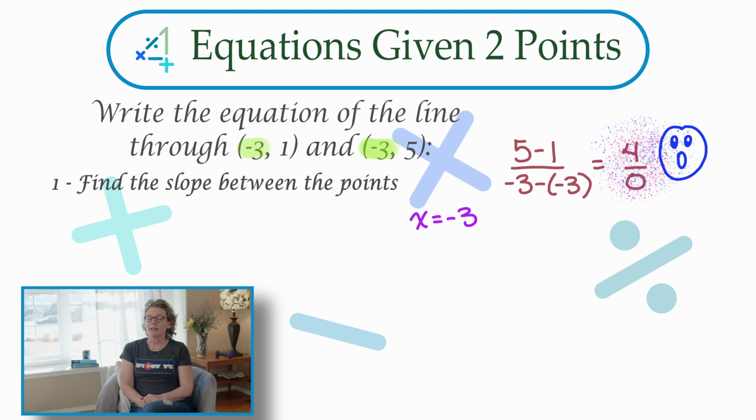Another way to look at it is that vertical lines are the ones that have an undefined slope because we can't ski down it, and their equations are x equals a number. Way to go! You have just learned how to find an equation of a line through given points.